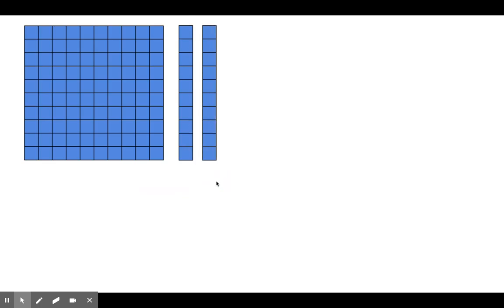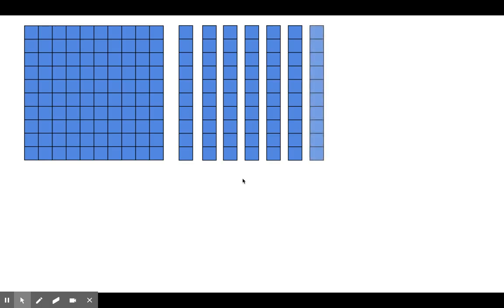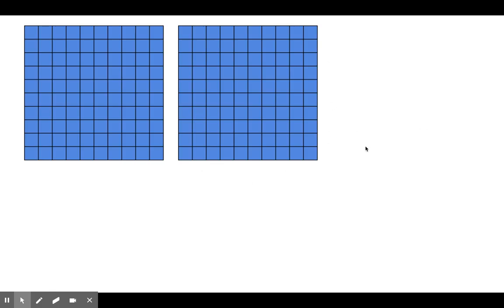Let's count by tens all up from 110. Here we go. 110, 120, 130, 140, 150, 160, 170, 180, 190, 200. Now I have 10 groups of 10. Do you remember what I can trade those 10 groups of 10 for? That's right, another 100 block.